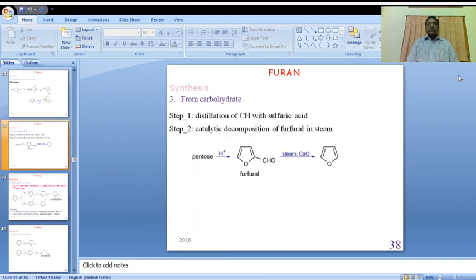Now, this is about the synthesis of furan. Today, I think it's enough. Tomorrow, we will discuss the various reactions of furan. Furan undergoes electrophilic substitution reactions. Those reactions, which one is more stable and which is less stable, we will discuss tomorrow.